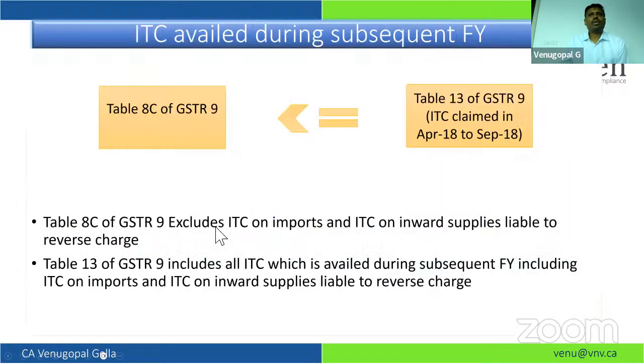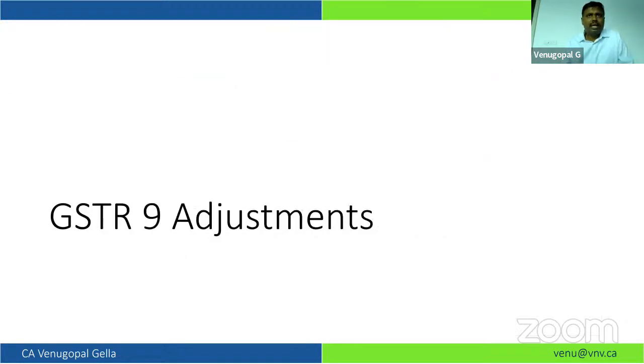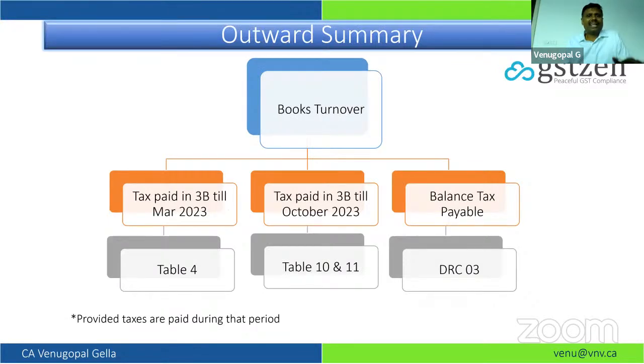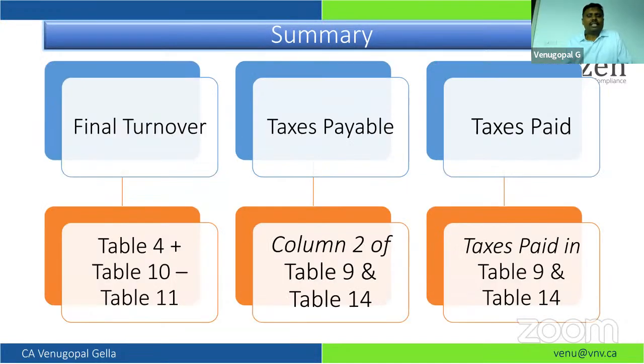Friends, broadly, this is what you will be looking at for the input tax credit, and anything that is availed next year would be there in table 13. So you have to again cross verify it carefully. Certain adjustments, if you are paying taxes till March 23, put it to table 4. If you are paying taxes up until 30th November, that is the 3B of till October that you are filing in November, goes to 10 and 11. Balance tax payable DRC 03, it goes to table 4. And just for your cross reconciliation, the final turnover will be there in table 4 plus 10 minus 11.